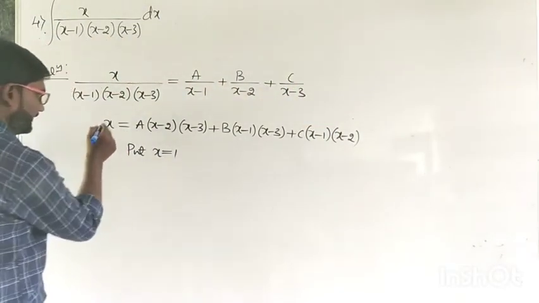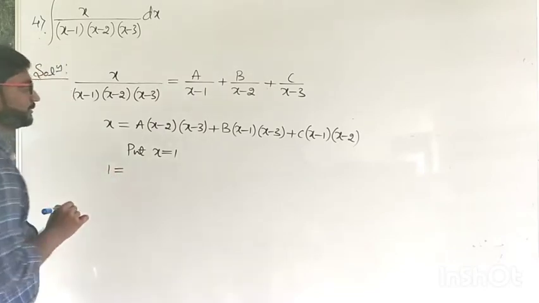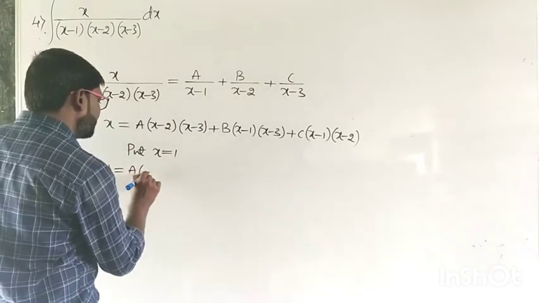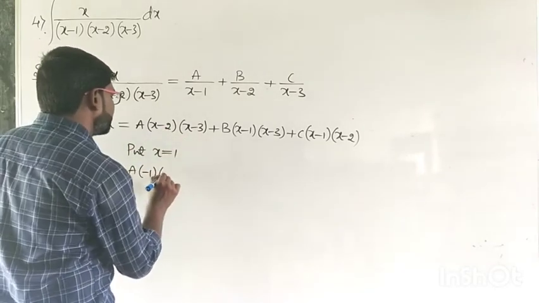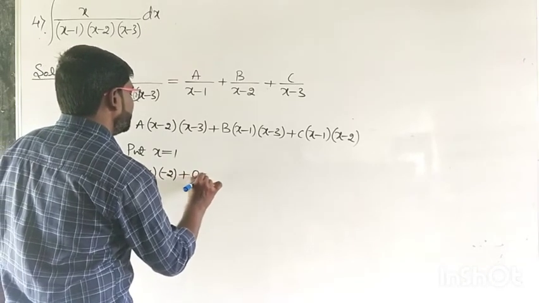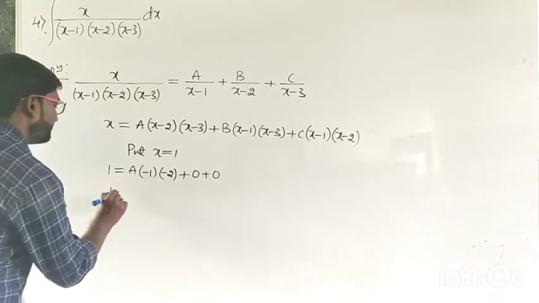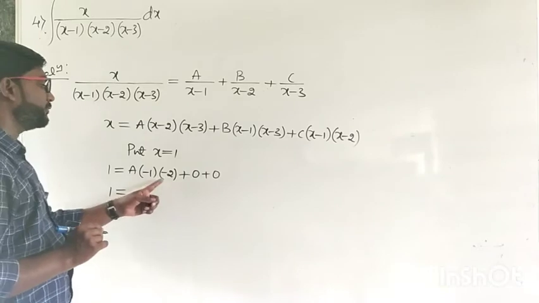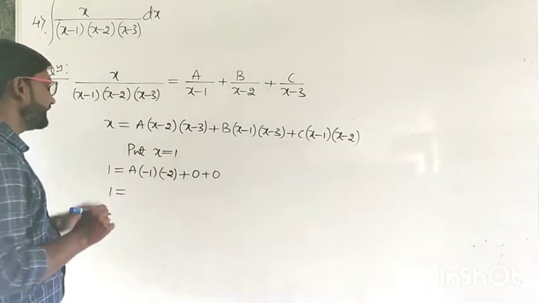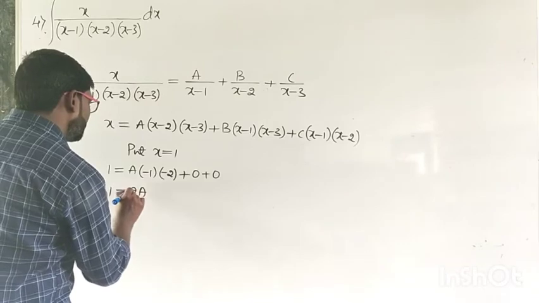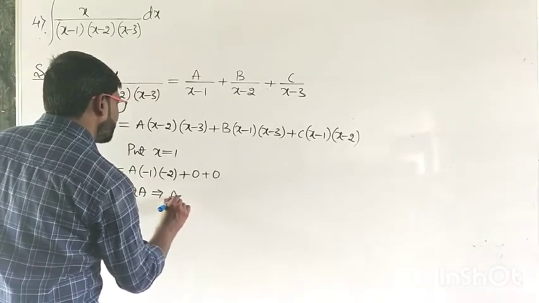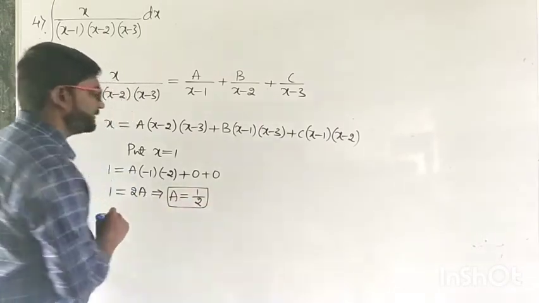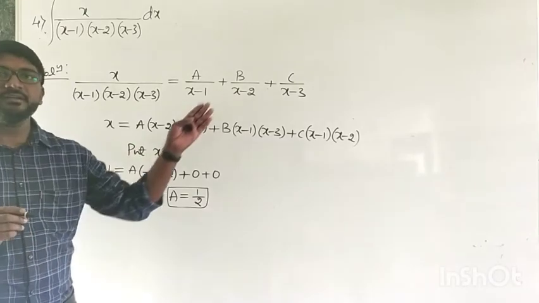So now here in the LHS we get 1, which is equal to, so a I write as it is, then 1 minus 2 it is minus 1, then 1 minus 3 it is minus 2, then these two terms will be 0. So now 1 is equal to minus 1 into minus 2 will be plus 2. 2 into a is 2a. This implies a is equal to 1 divided by 2. So we have got the value of a. Next we have to get the value of b and c.